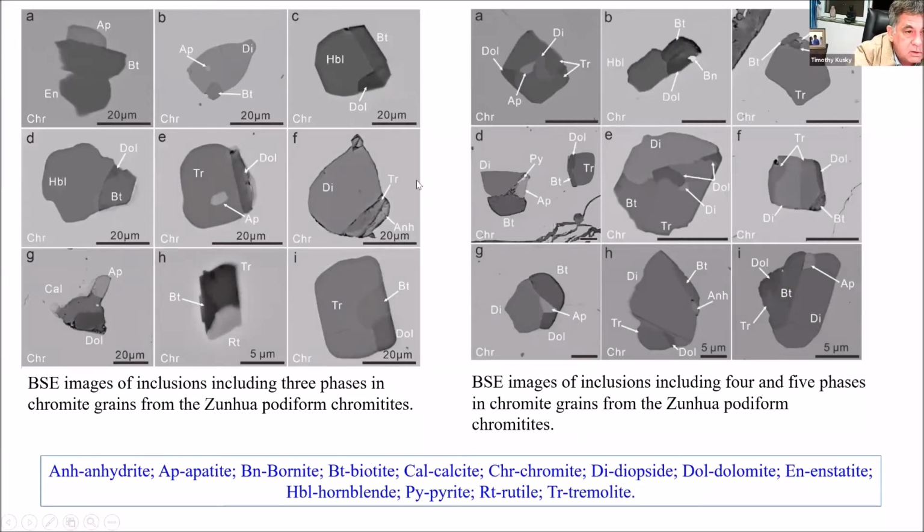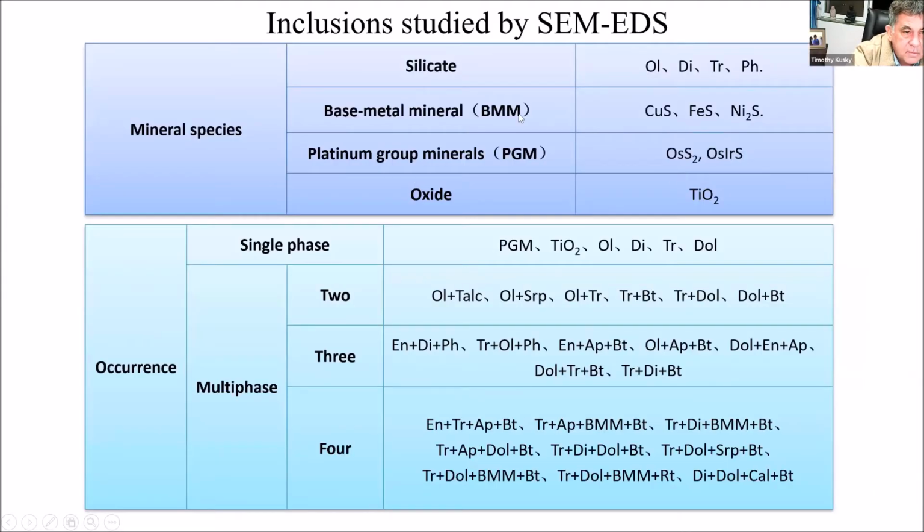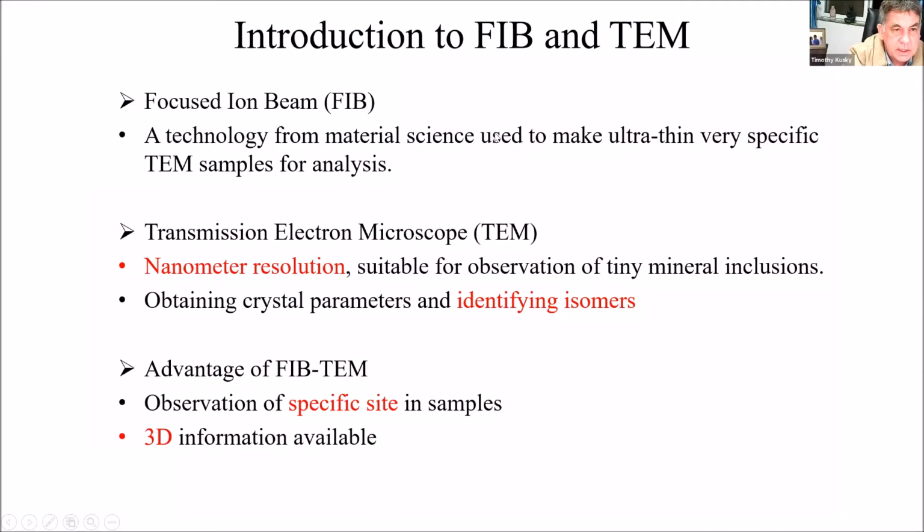So we're trying to push limits and certainly welcome comments from anybody in the audience. So far, we have identified all these different mineral species as inclusions: silicates, base metal minerals, platinum group minerals, oxides, and try to classify them in single phase or double phase or multi-phase or four phase. But I don't think that's the best way. So we look instead at the focused, more detailed, using transmission electron microscopy to look at the microstructural relationships between the inclusions and the host chromite.